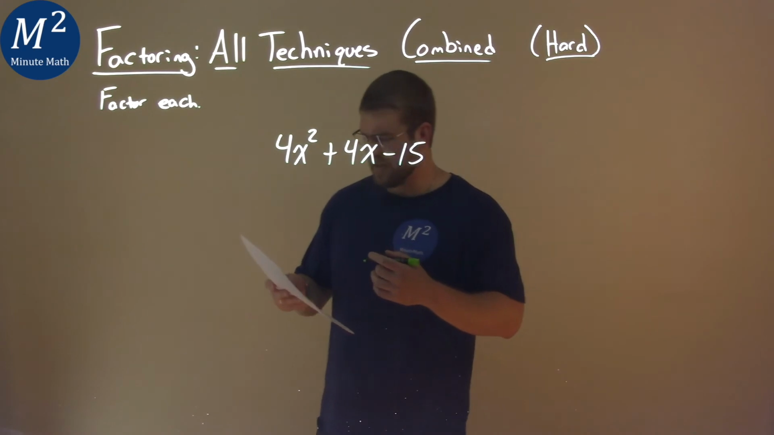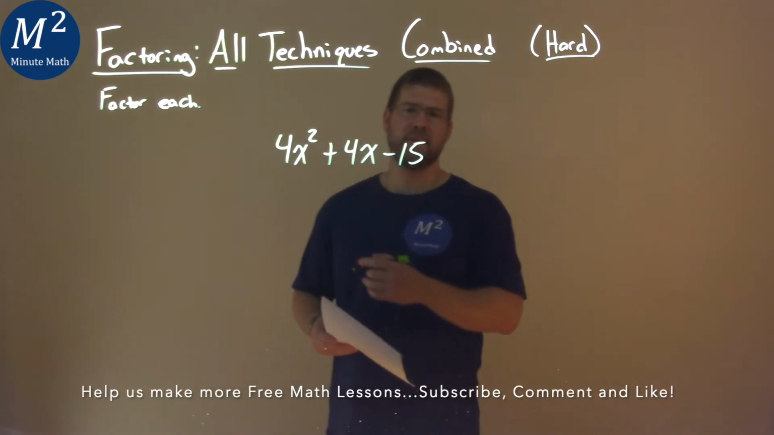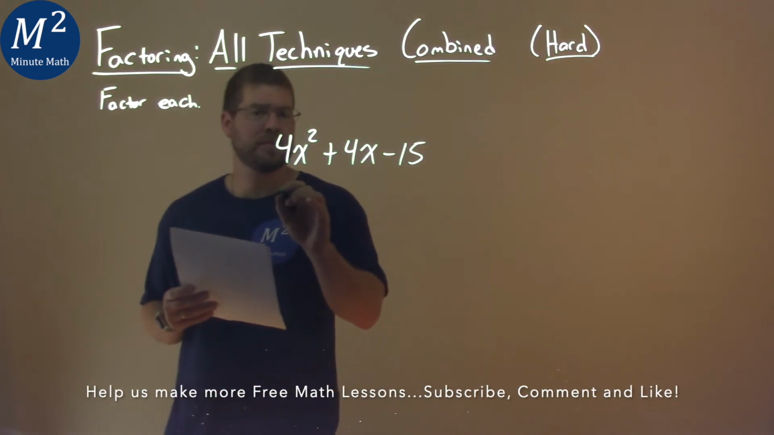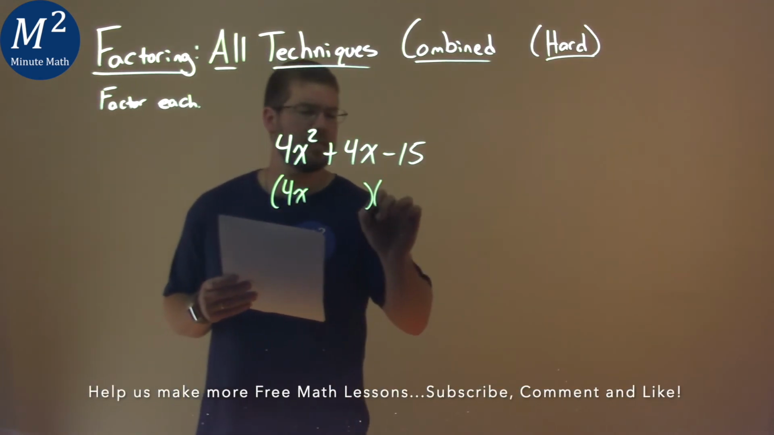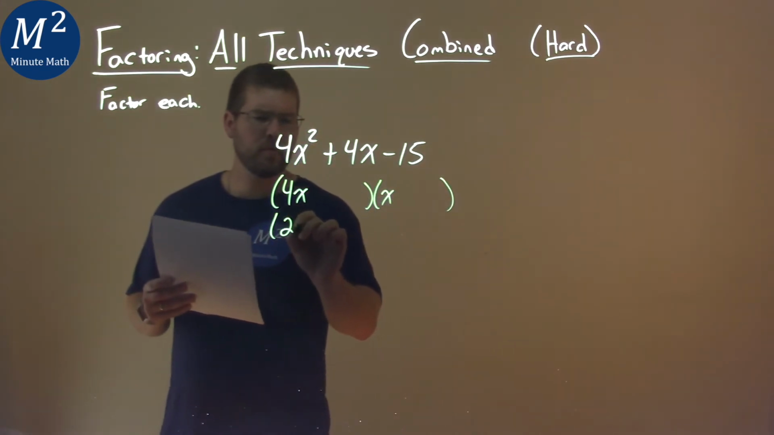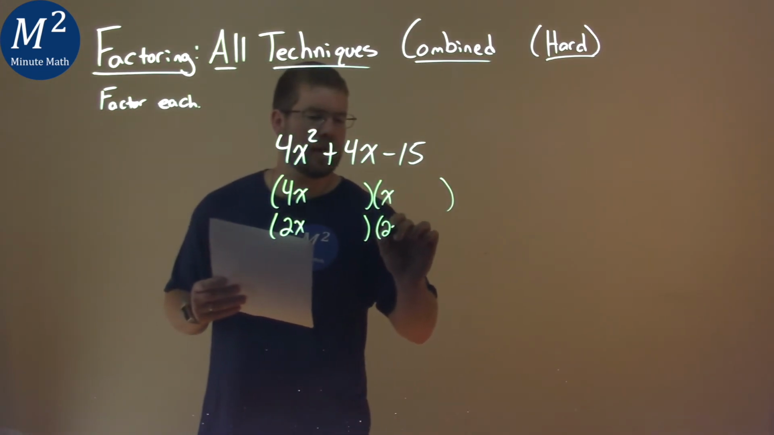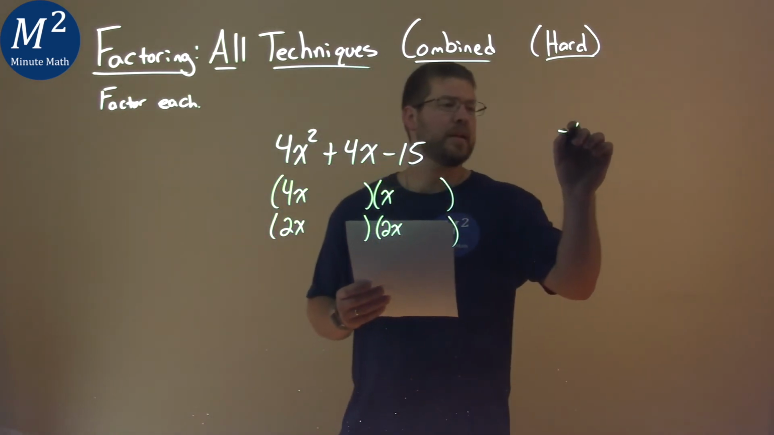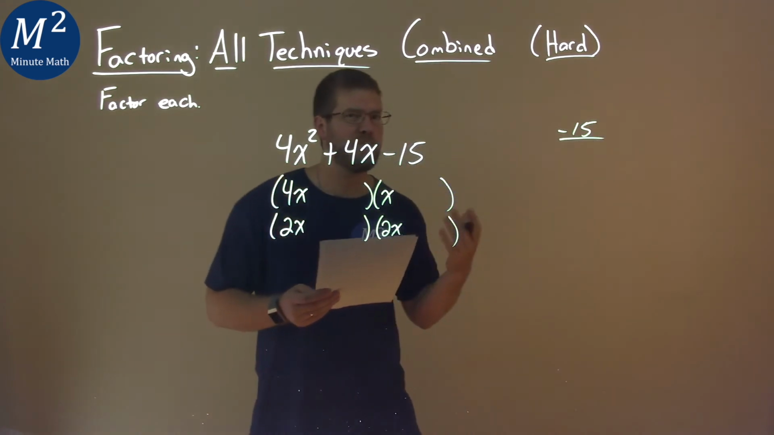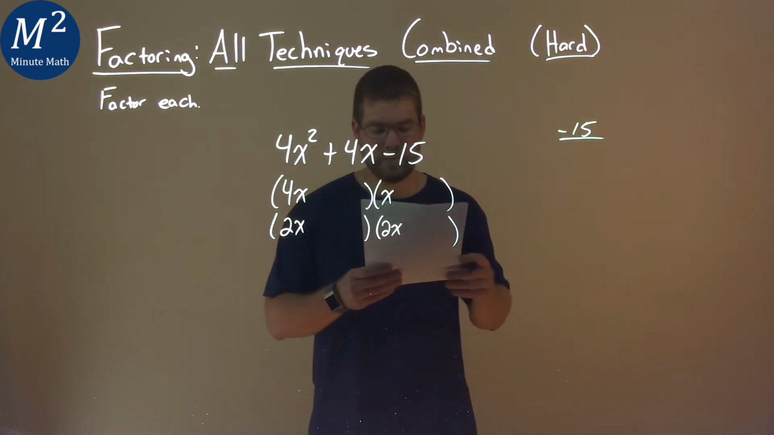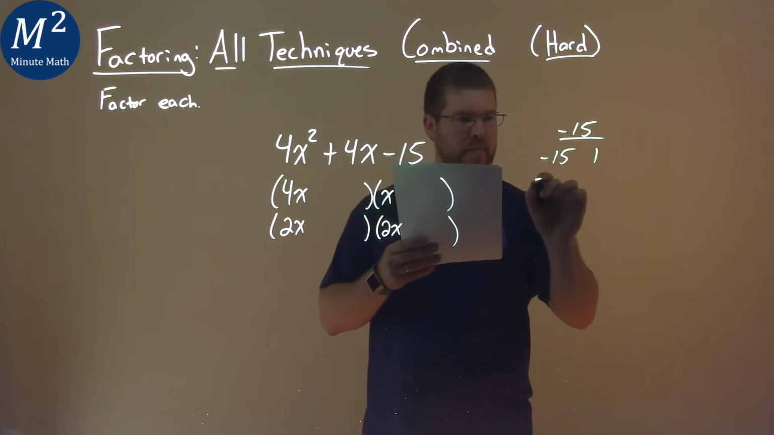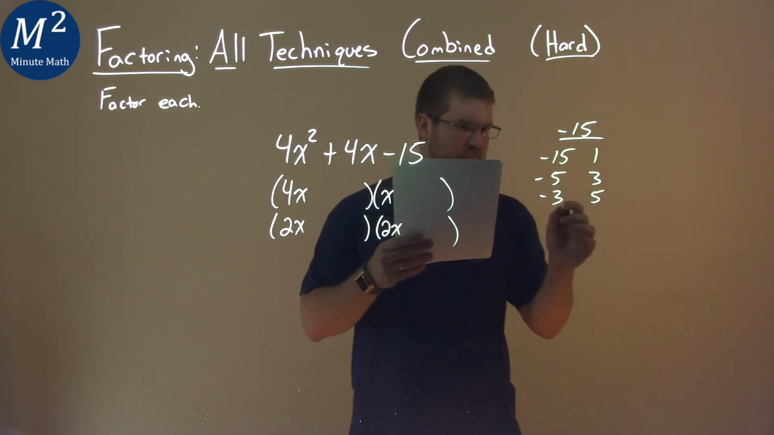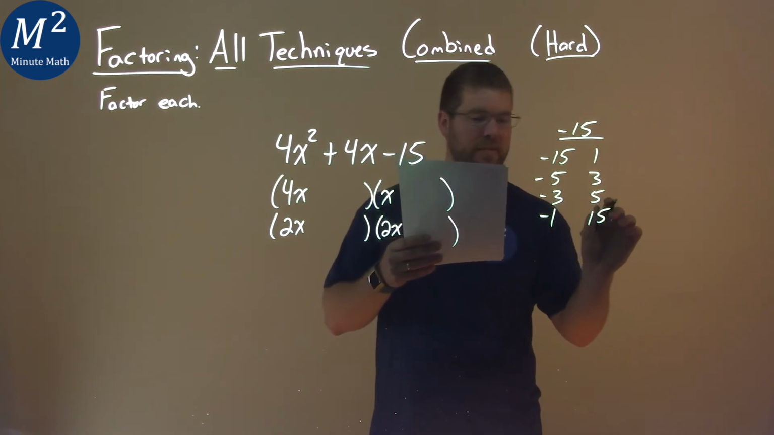We're given this problem right here, 4x squared plus 4x minus 15, and we've got to factor this. Now our a value is 4 here, meaning we have two options to set up. It's some 4x times an x like this, or some pair of 2x times 2x. So with that, we need to take our c value, negative 15. We're going to find two numbers that multiply to be negative 15. Negative 15 and 1, negative 5 and 3, negative 3 and 5, and don't forget negative 1 and positive 15.